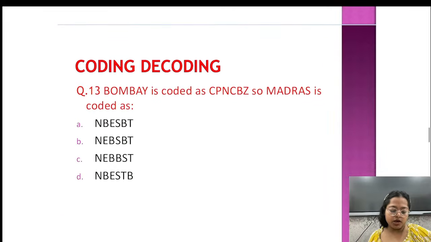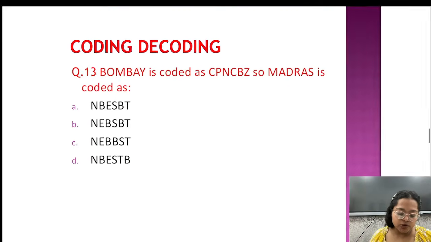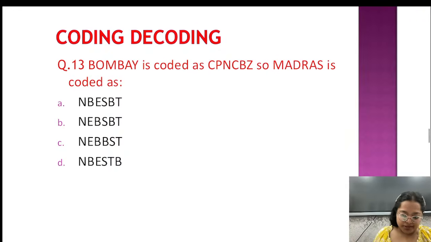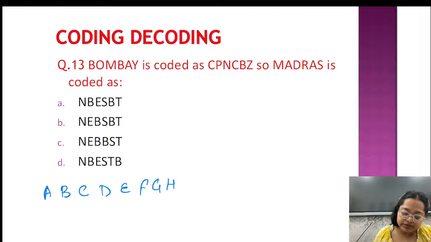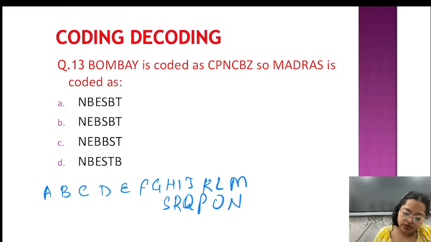Now our favorite question, coding and decoding. In this type of question, first of all, what I did in my exam journey, I always wrote A to Z and Z to A, because they are reversal of each other.